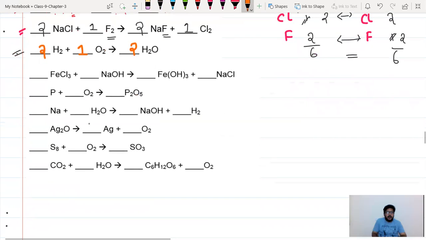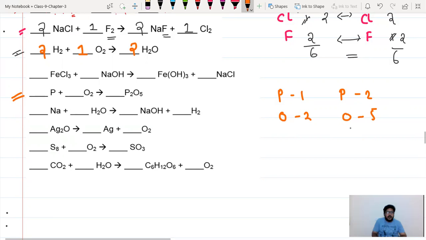You can write this one. You can pause this video, write equations and try to balance it. I'll say this one. P plus O2 gives P2O5. Reactant side we have P, O. Product side also we have P, O. How many P's reactant side? 1. How many O's? 2. How many P's product side? 2. How many oxygens? It is 5.